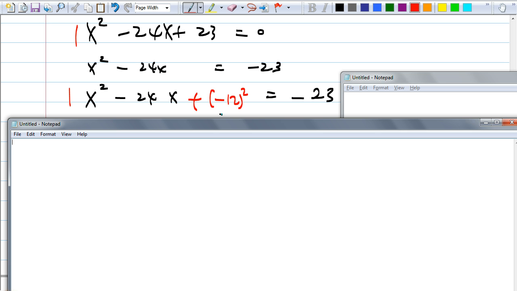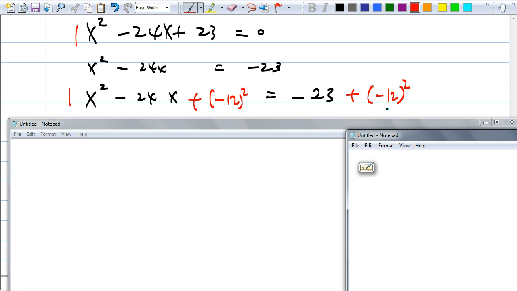So if I'm going to add negative 12 squared to the left side, guess what? I better do the same thing to the right side. Okay, so don't forget that, right? You can't just add to one side. But why in the world do I do this? What's the point? Well, do you see what happens on the left side?